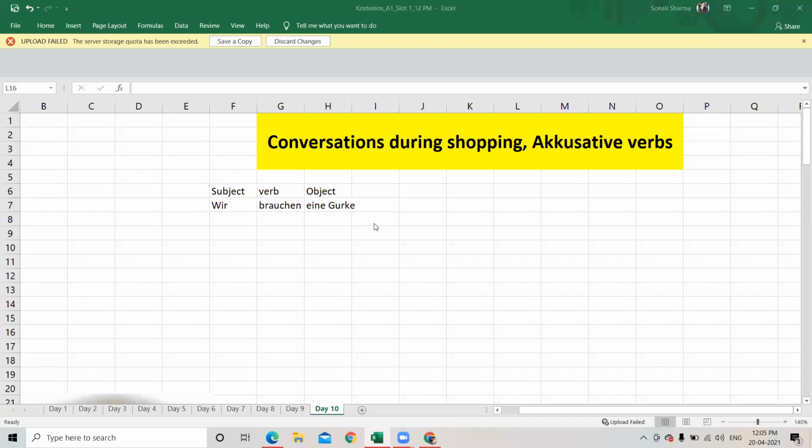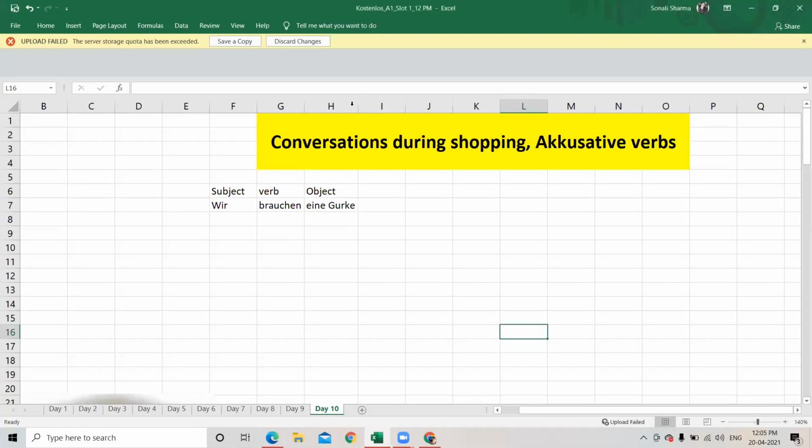Okay, so we are brauchen eine Gurke. What can be the meaning of brauchen? Brauchen is to get. So I'm writing here: brauchen is to get, and the meaning of Gurke, the article is die Gurke, which means cucumber. That means khira. So we are brauchen eine Gurke, that means we need a cucumber. Instead of to get, it's better to write need. So brauchen is to need.